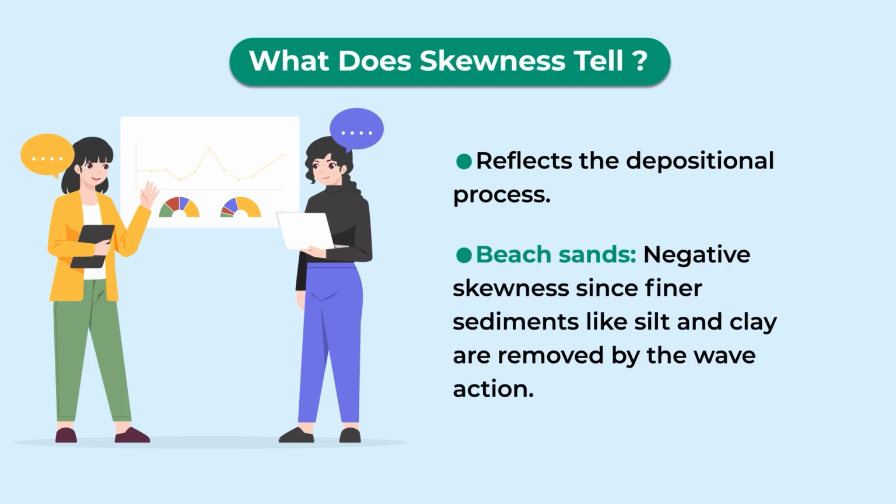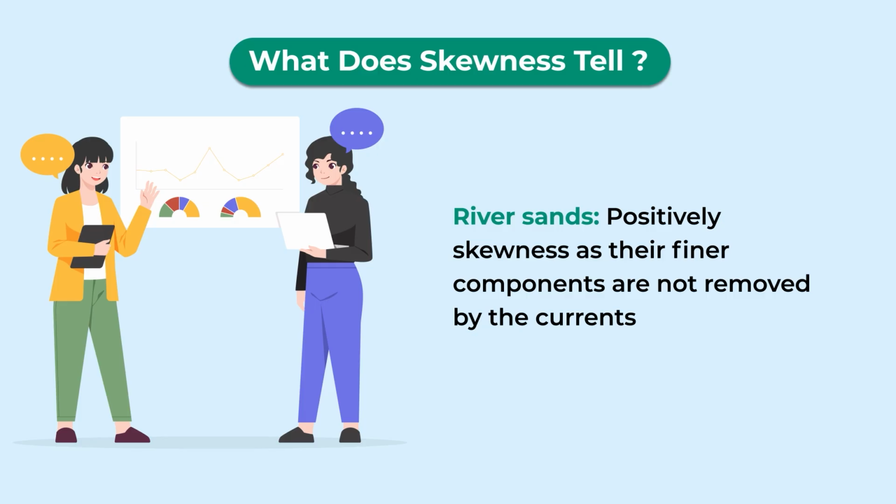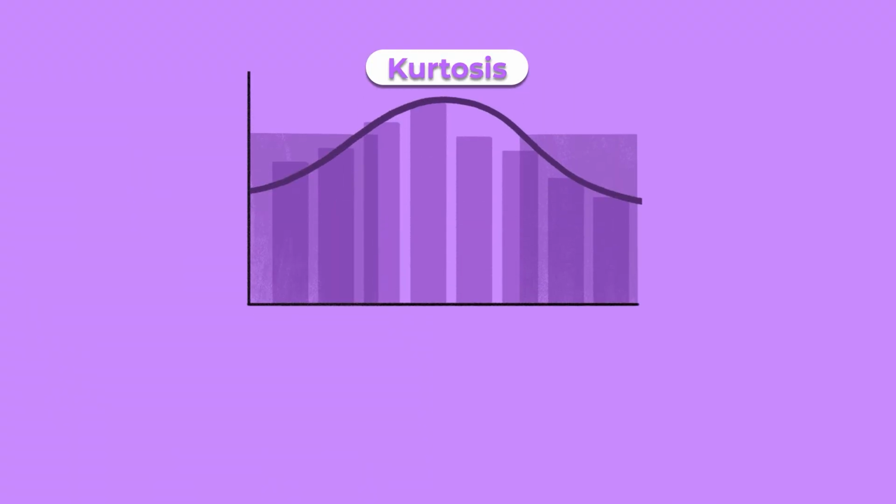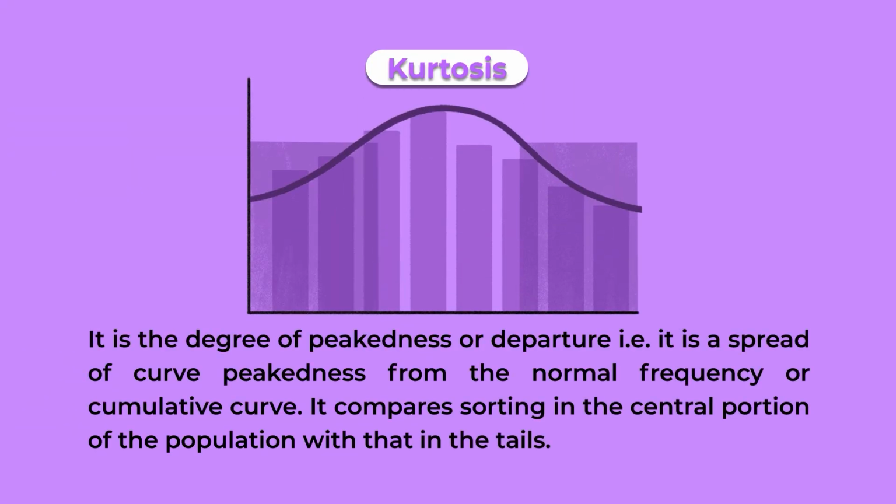For example, beach sands always show negative skewness, since finer sediments like silt and clay are removed by the wave action. On the other hand, river sands are positively skewed as their finer components are not removed by the currents. Another characteristic of sediment is kurtosis.